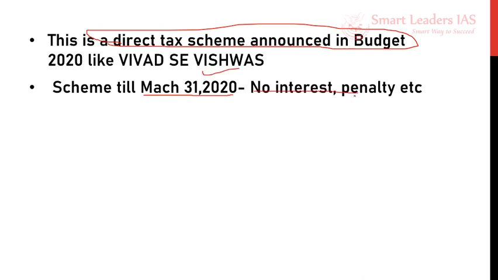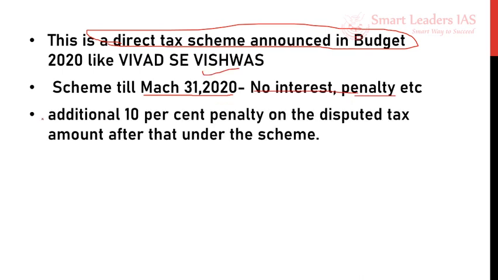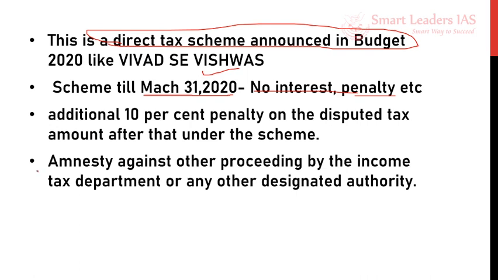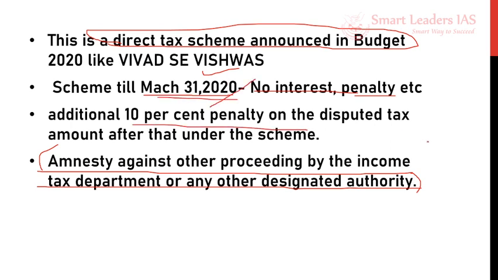31, 2020, there will be no interest, no penalty, complete amnesty against any income tax proceedings. So you will not be harassed by income tax officials. The law will not come after you. Just pay it. If at all you are not able to pay it before this time, 10% penalty will be attracted after 31 until this scheme is in operation.